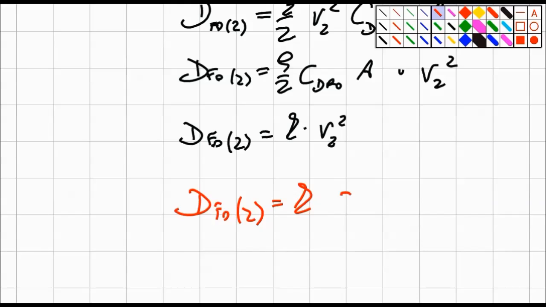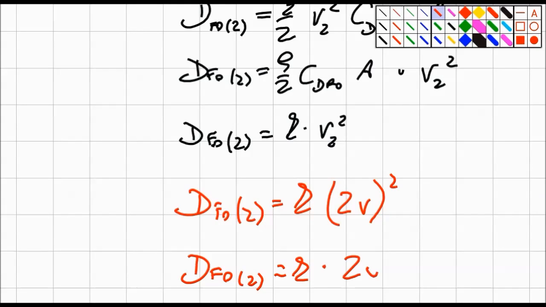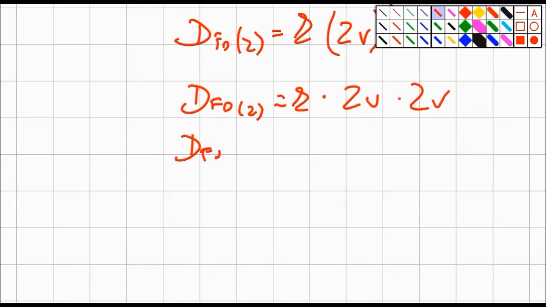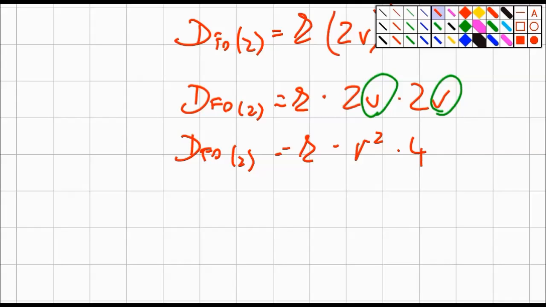Now V2 squared is (2 times V) to the power of 2. Now this is very simple. I go D_FO2 equals K times 2V times 2V, correct? I can rewrite this easily. D_F2 equals K times V². These are the two elements, times 4. Now K times V² we have seen before.